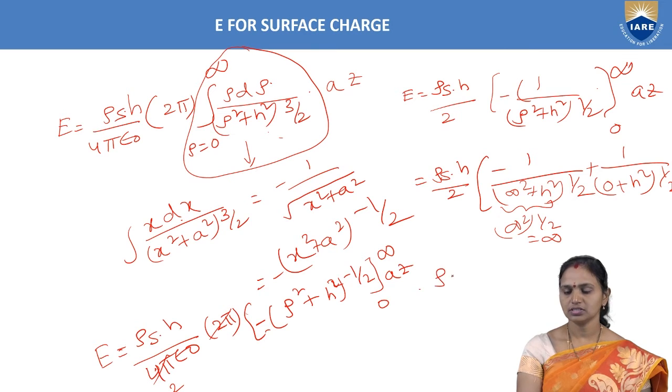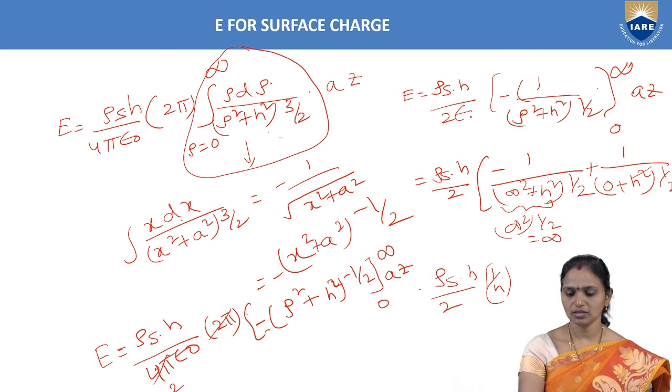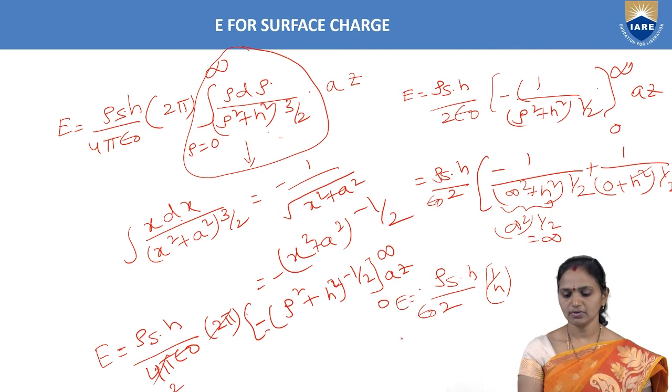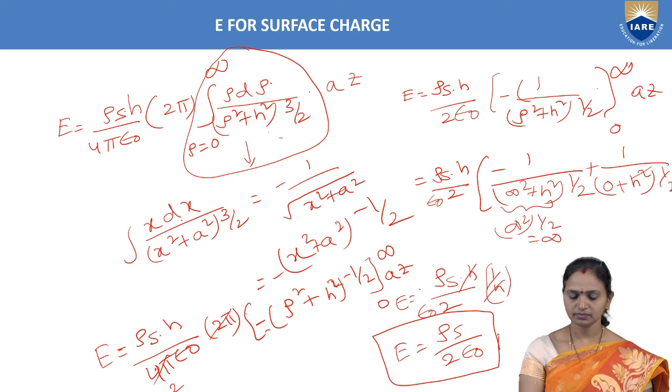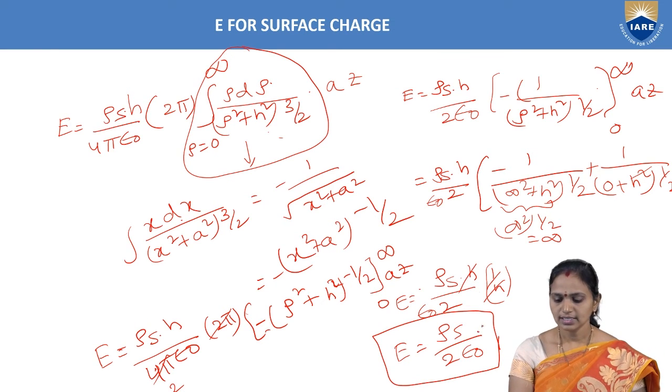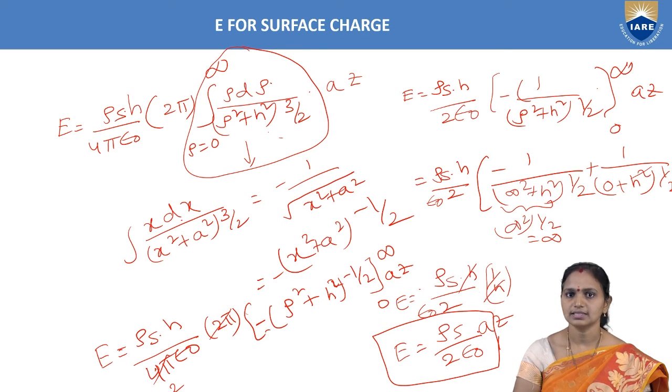So the first term is infinite, then we can leave it: rho s into h by 2 into 1 by h square whole to the power of 1 by 2. Here square and 1 by 2 get cancelled, and this is 1 by h. Now here we have 2 epsilon naught. After simplification we have epsilon naught here. So then E equal to, this h and h will get cancelled, and E equal to rho s by 2 epsilon naught. And this resultant electric field strength component is along z axis.